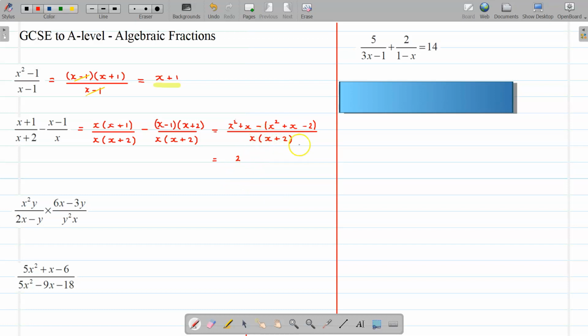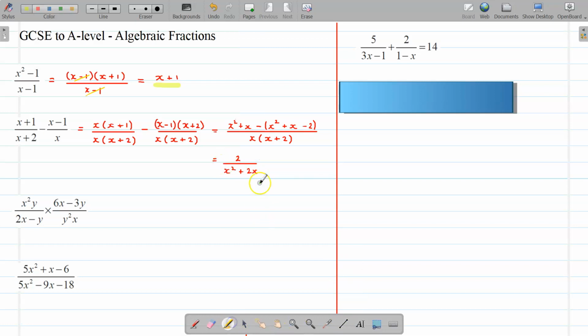Well, normally when we simplify, we multiply out any brackets. We don't have to, but normally that's what we would do. So I'm going to write x squared plus 2x as the denominator, and that's my answer. Right.